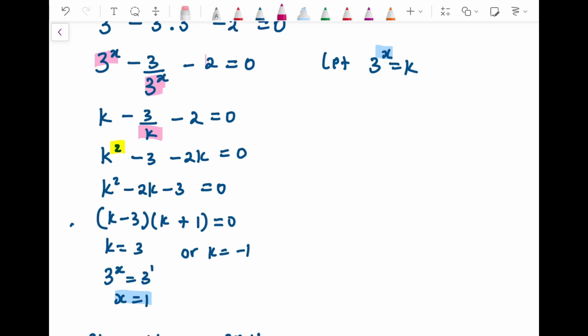And then here I will have 3 to the exponent x is equal to negative 1. So remember, 3 to the exponent x is an exponential function, and it is greater than 0 for x an element of all real numbers, so it can never be equal to negative 1. So that means here we have no solution. So the only solution that we have is x is equal to 1. So this equation has only one solution, which is x is equal to 1.